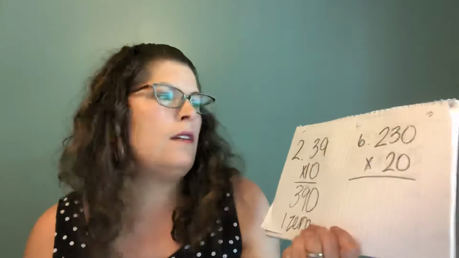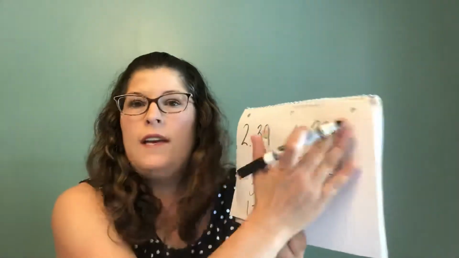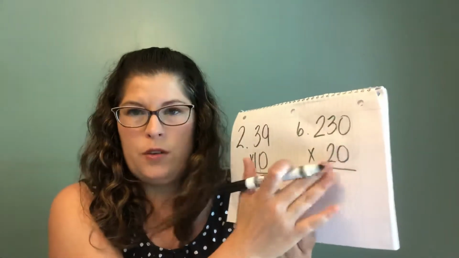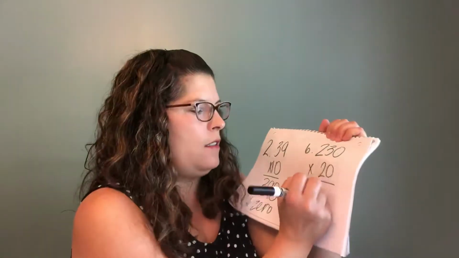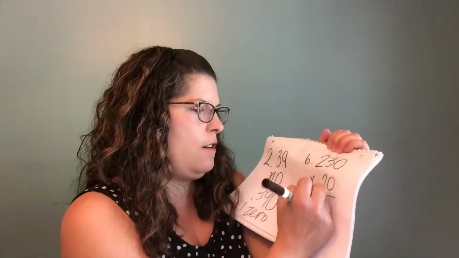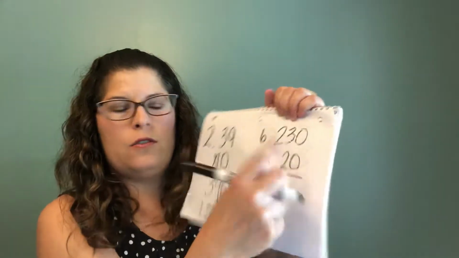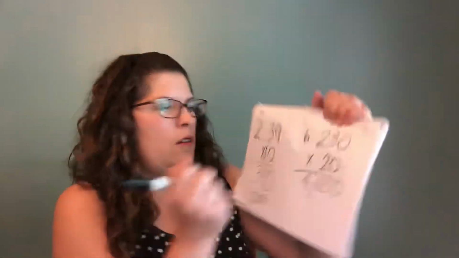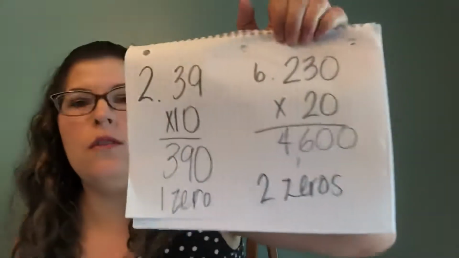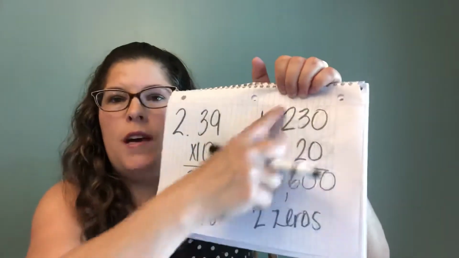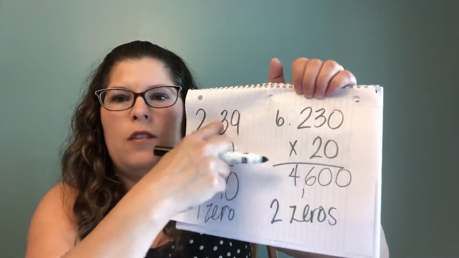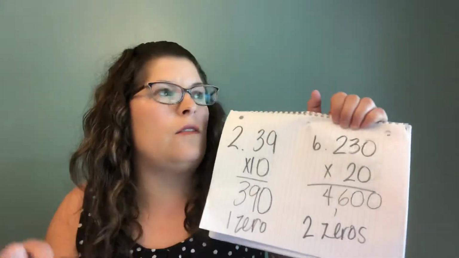All right, now let's look at number 6. 230 times 20. Okay, so I'm looking at not the zeros. 23 times 2. Well, what's 23 times 2? Well, 3 times 2 equals 6, and 2 times 2 equals 4. And how many zeros are there? 2 zeros. So my answer is going to be 4,600. I'm going to write 2 zeros because they want you to not only solve it, but also add how many zeros there are. So you just multiply these numbers, and then add how many zeros there are.